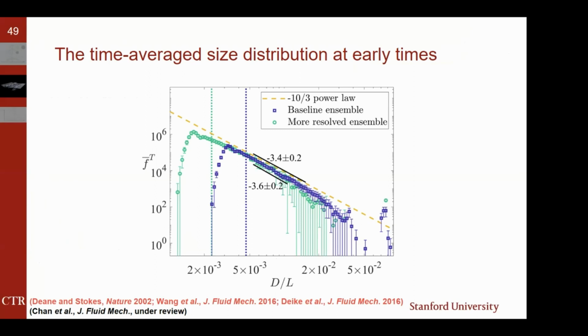So here I'm plotting the distribution from both ensembles. The two lines represent the two grid resolutions. The yellow dashed line represents the theoretical scaling. So you see agreement between all three in this intermediate range of sizes, which will be highlighted in the blue box in later plots. So this tells us two things.